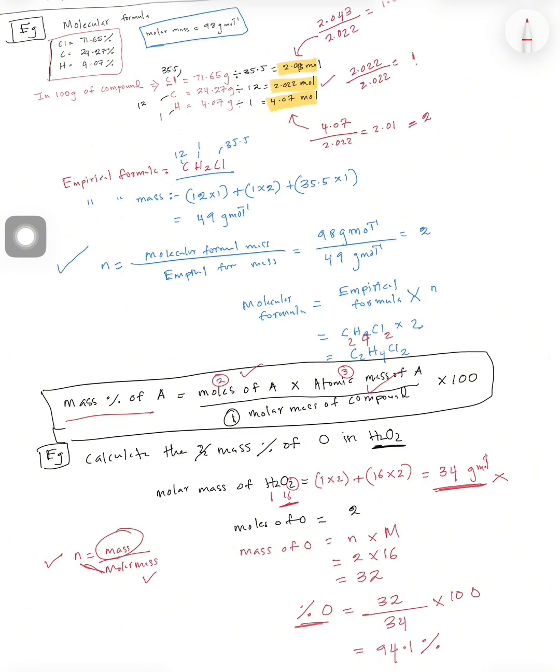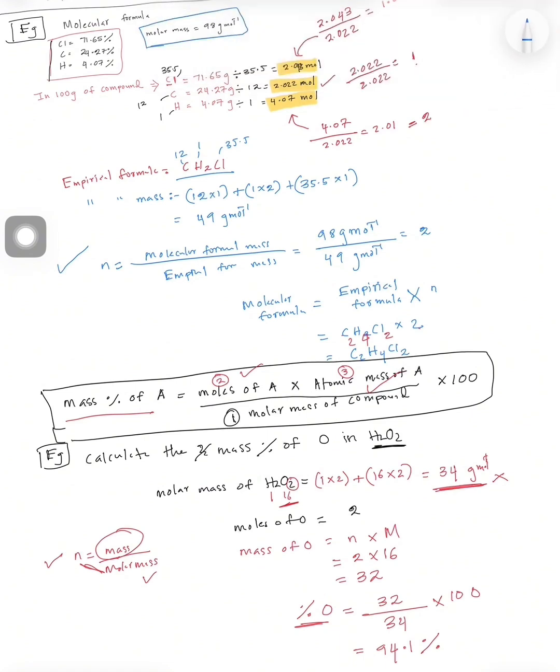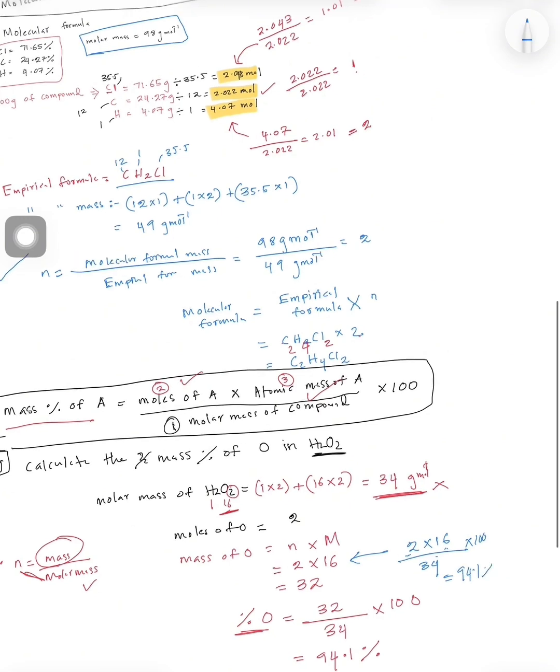percent. Or else you could have started from this equation directly. According to the equation, it goes like this: 2 into 16, the moles and atomic mass of oxygen, divided by the molar mass of the compound into 100. You will get the same answer, 94.1%.